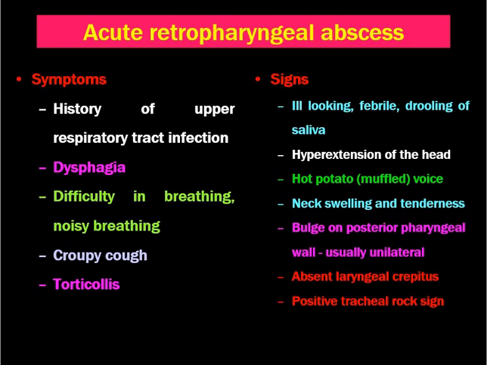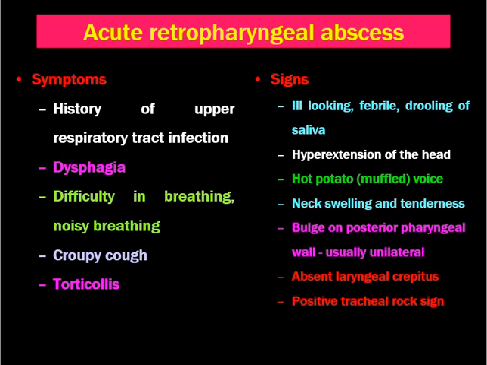Now coming to acute retropharyngeal space abscess, the symptoms are a history of upper respiratory tract infection, because the child has infection of the retropharyngeal lymph node. The child will have dysphagia, that is difficulty in taking foods, maybe difficulty in breathing or noisy breathing because of compression at the oropharyngeal level. Croupy cough and torticollis because of pain.